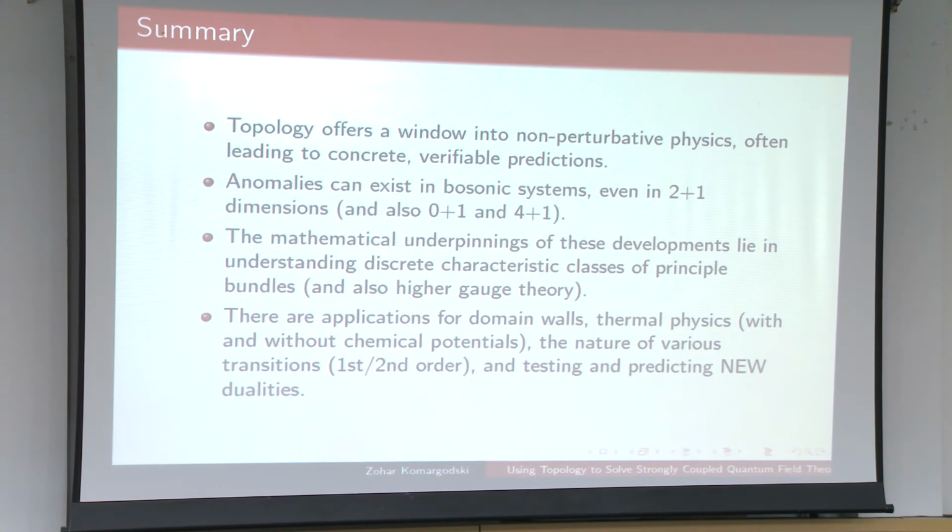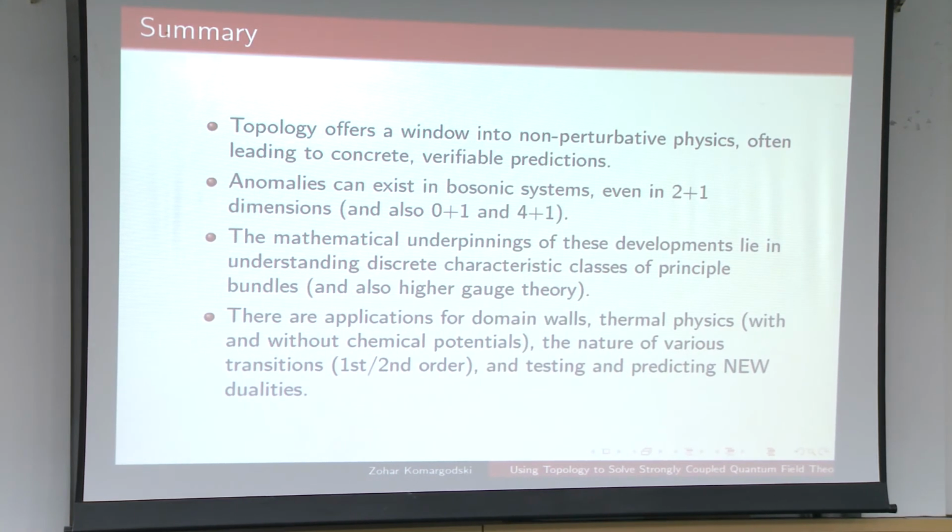So topology offers a window into non-perturbative physics. And it leads to concrete results. It's not just like some vague notion that something must be going on. It leads to concrete inequalities, concrete results about the number of ground states, concrete results about domain walls, and so on. I mean, as I've emphasized many times, you don't have to have fermions. It doesn't have to be chiral. It can have perfectly vector-like bosonic theories, and even in quantum mechanics.